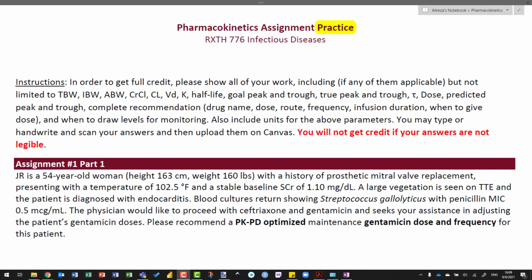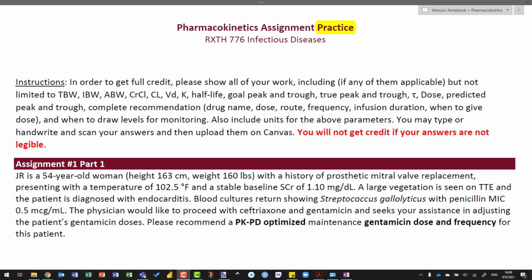Let's take a look at a practice problem. So JR is a 54-year-old woman, height 163 centimeter, weight 160 pounds, with a history of prosthetic mitral valve replacement, presenting with a temperature of 102.5 degrees Fahrenheit and a stable baseline serum creatinine of 1.10 milligram per deciliter.